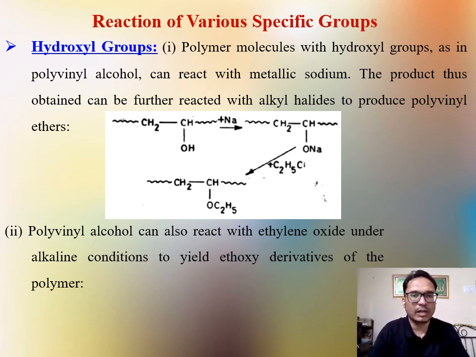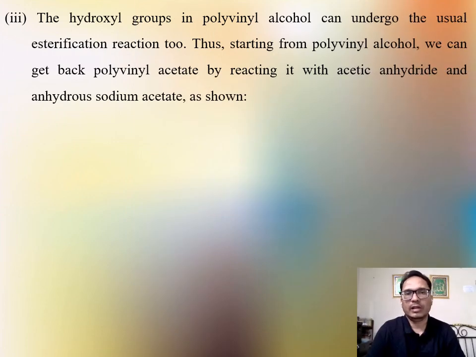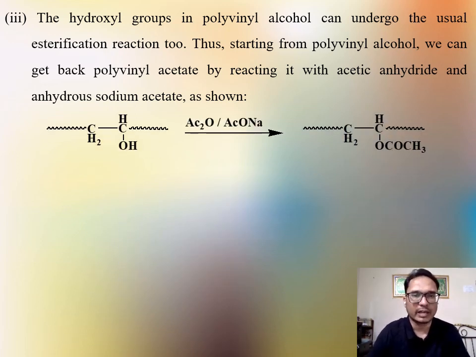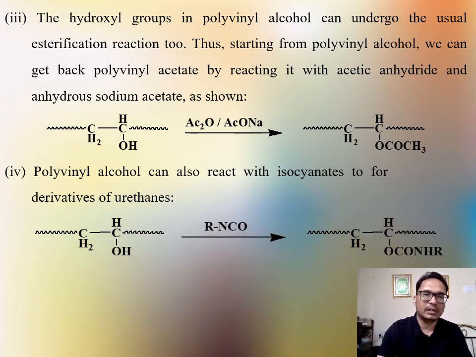Similarly, the polyvinyl alcohol can also react with ethylene oxide under alkaline conditions to yield ethoxy derivatives of the polymer, like in this reaction. Similarly, the hydroxyl group in polyvinyl alcohol can undergo the usual esterification reaction too. Thus, starting from the polyvinyl alcohol, we can get back polyvinyl acetate by reacting it with acetic anhydride and anhydrous sodium acetate as shown in the reaction. Similarly, the polyvinyl alcohol can also react with isocyanates to form the derivatives of urethanes.